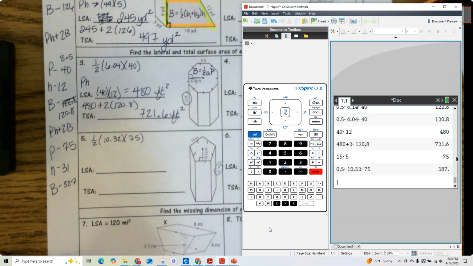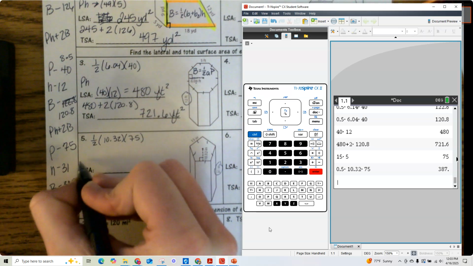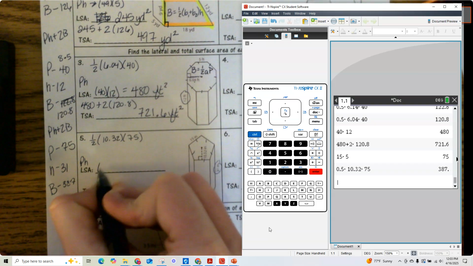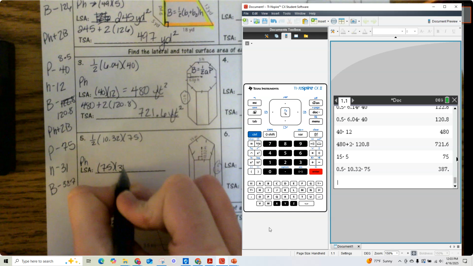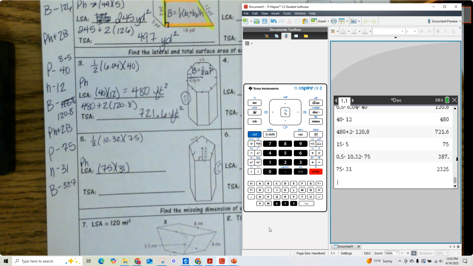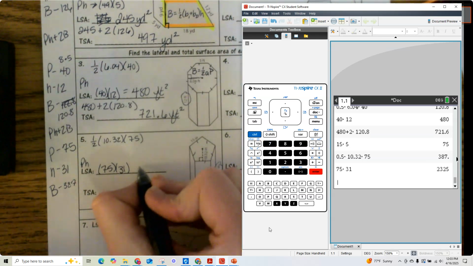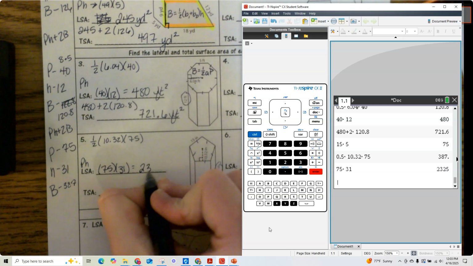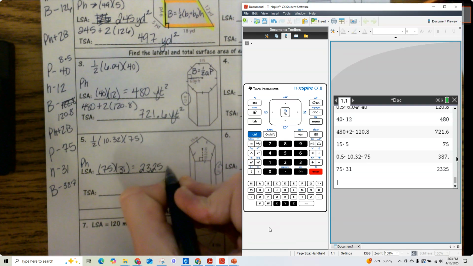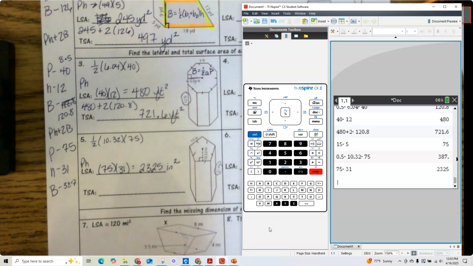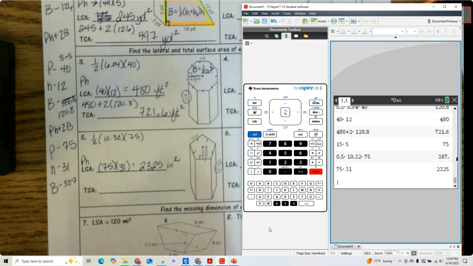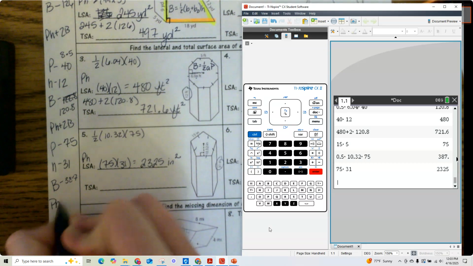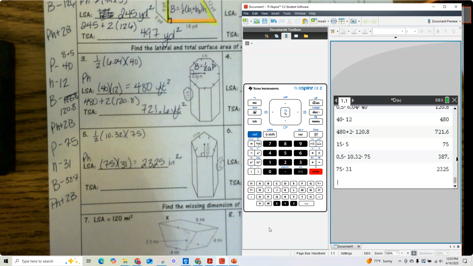$387. All right, lateral surface area, perimeter times height. $23.25 inches squared. And then total surface area, pH plus 2 big B.